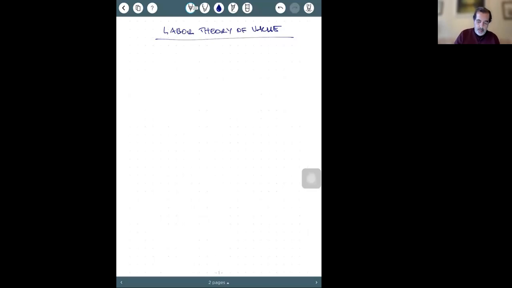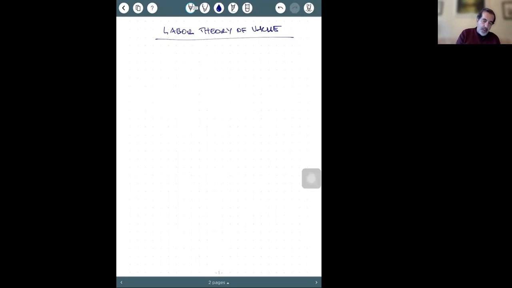Okay, let's continue our discussion of the labor theory of value. The labor theory of value has a very simple claim. The labor value of any commodity is equal to the amount of labor time congealed or installed in the commodity.